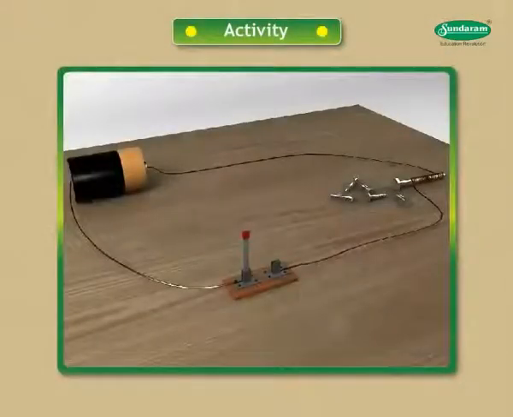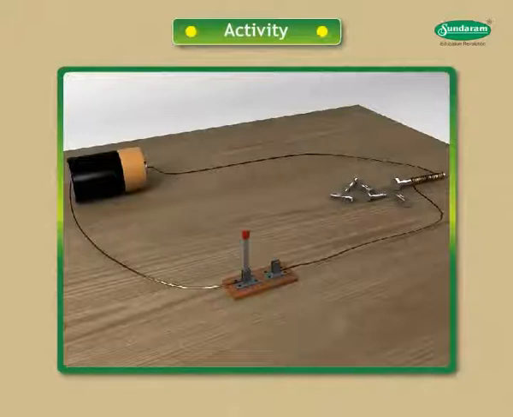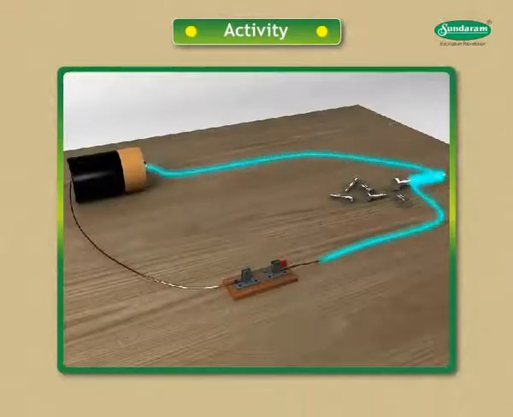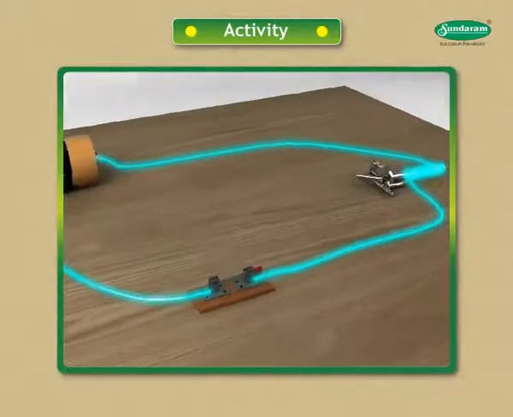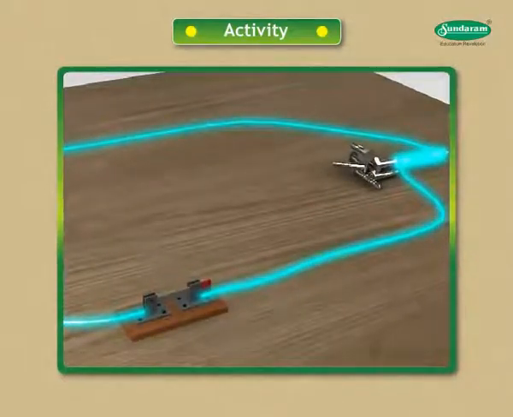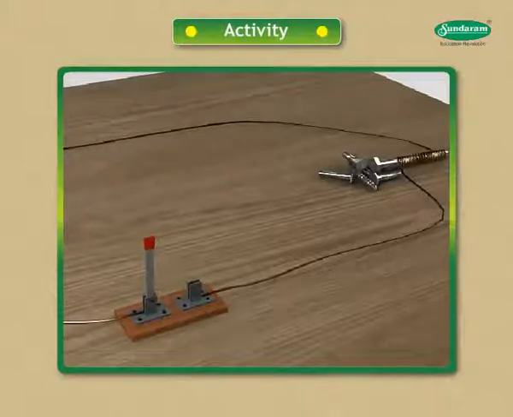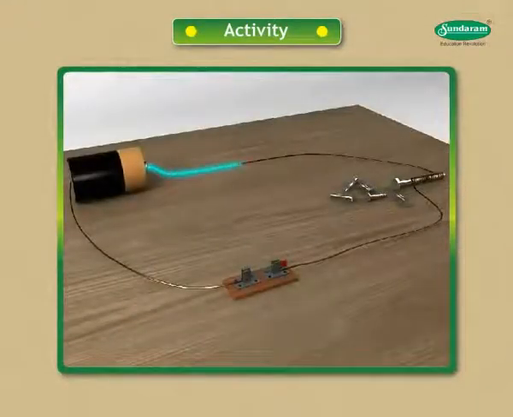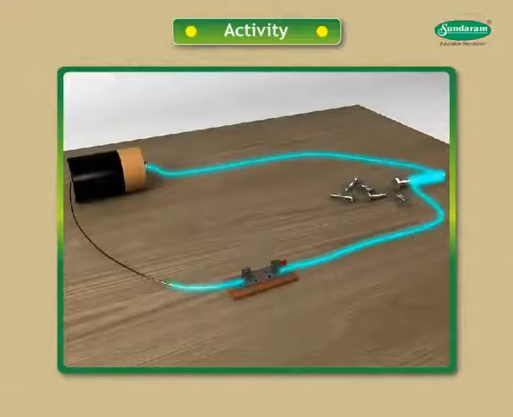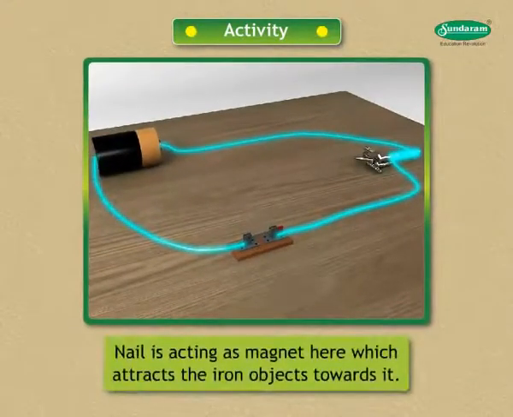Activity. Wind the insulated wire tightly around the nail in the form of coil. Connect the free ends of the wire to 2 terminals of the cell for few seconds. Bring small iron pins near the tip of the nail and observe. Disconnect the wire ends and observe. Even after disconnecting the wire ends, pins get attracted towards the tip of the nail. Repeat the above steps again. What do you conclude?